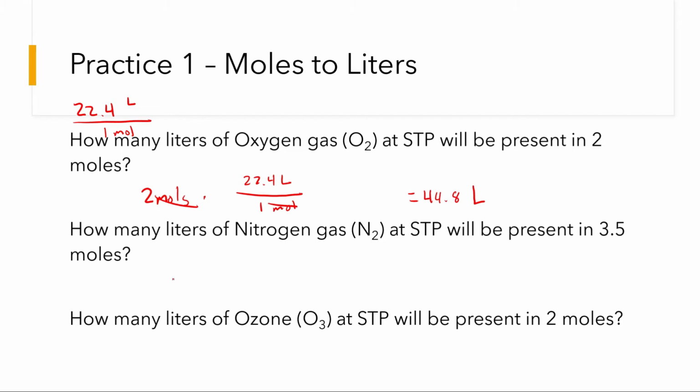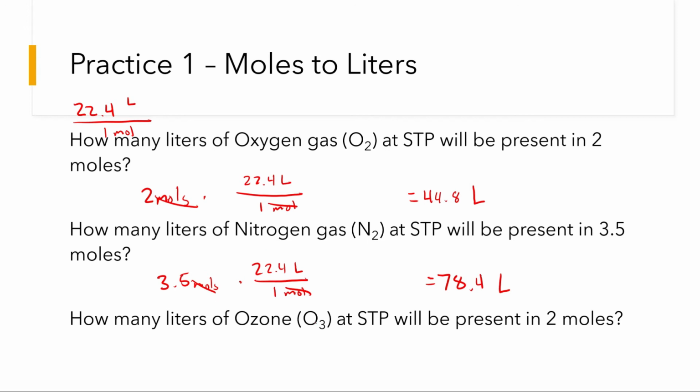So for this one, how many liters of nitrogen gas at STP will be present in 3.5 moles? We've got 3.5 moles. We want to end up with liters. We're going to use our conversion factor of 22.4 liters per 1 mole. Moles will cancel. 3.5 times 22.4 is 78.4 liters.